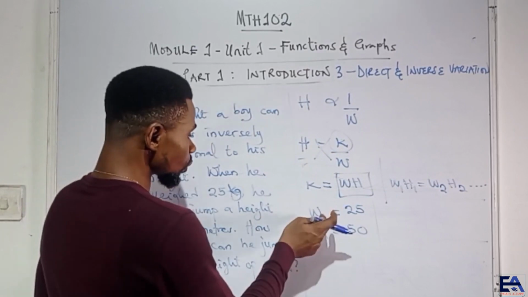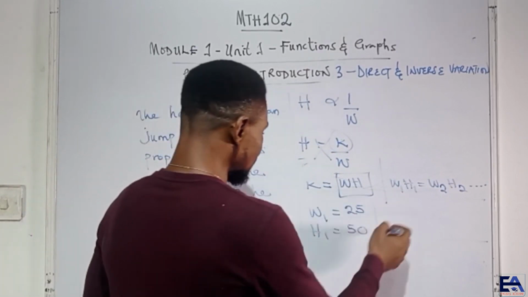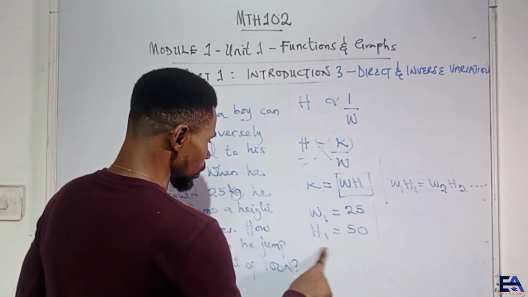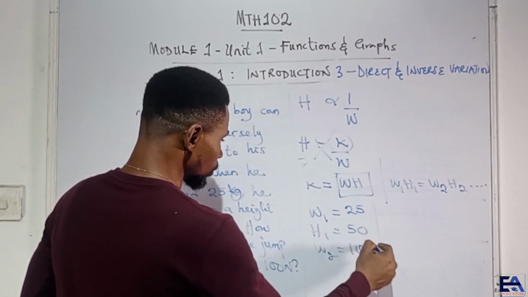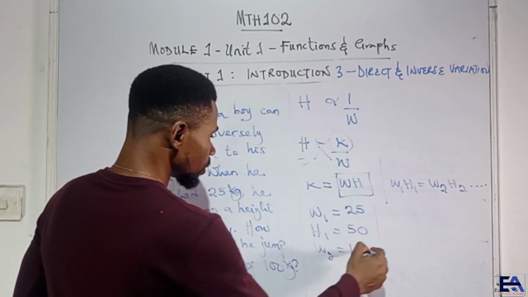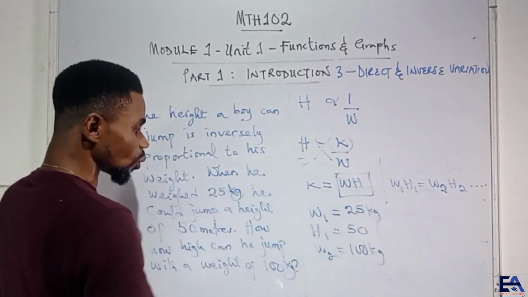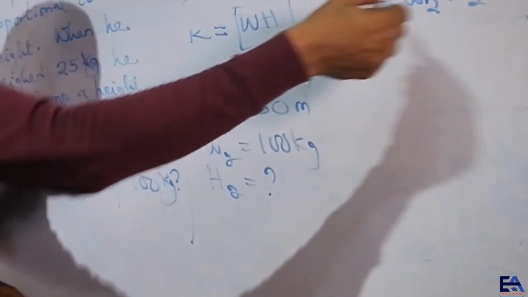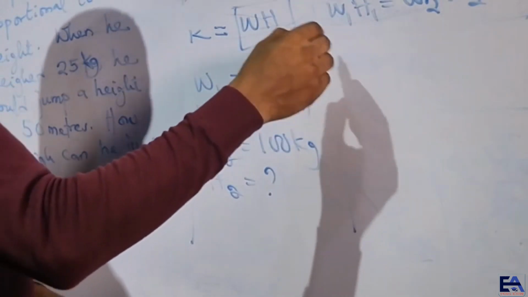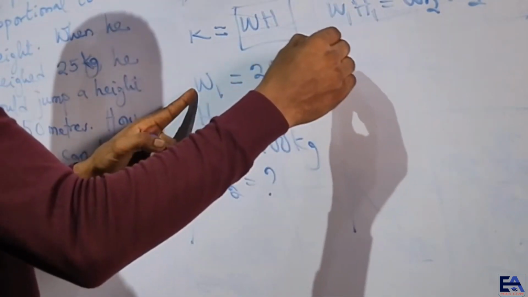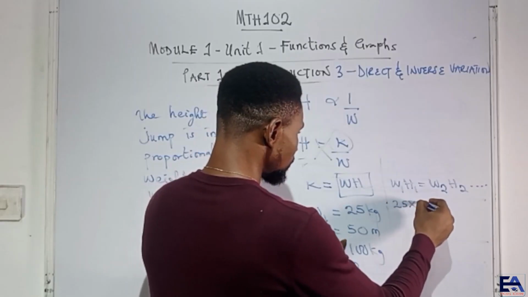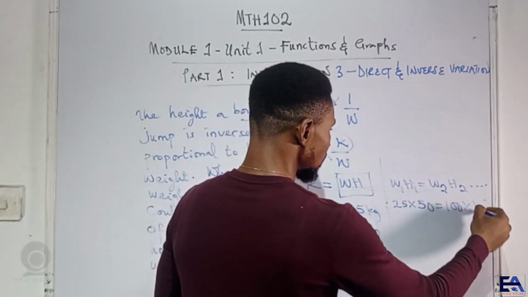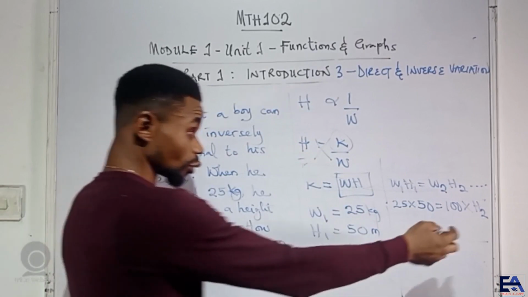So let's just do it. We have W1 here. In this question, it asks how high can he jump? So we are looking for H2. We don't know H2, but we know that W2 is 100 kg. So using this relationship, we can say W1 H1, which is 25 times 50, is equal to W2, which is 100, times H2, which we don't know.